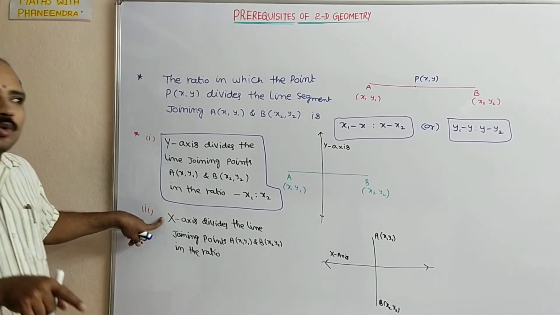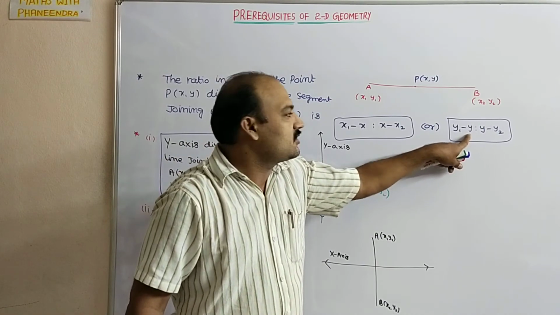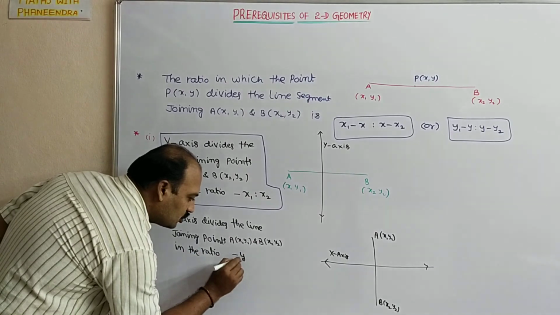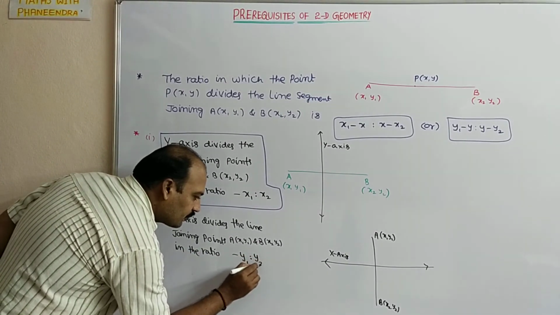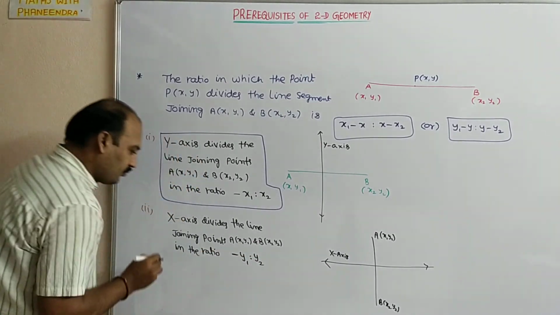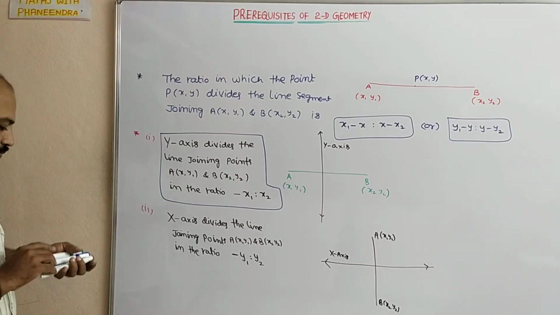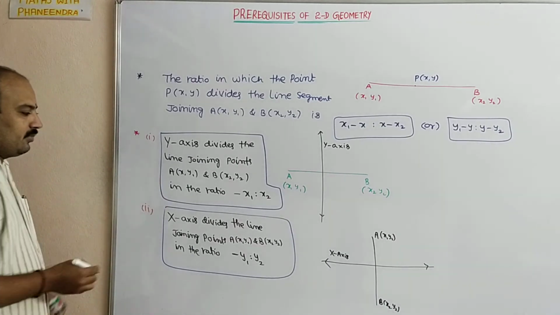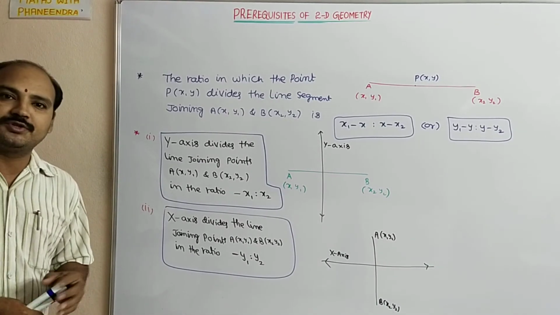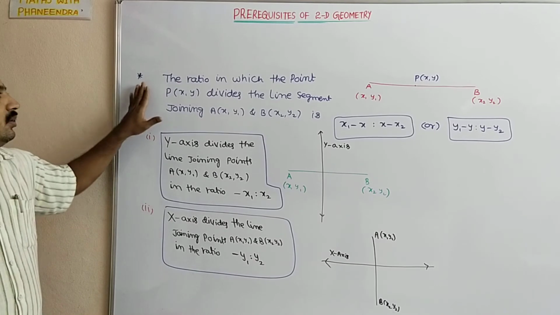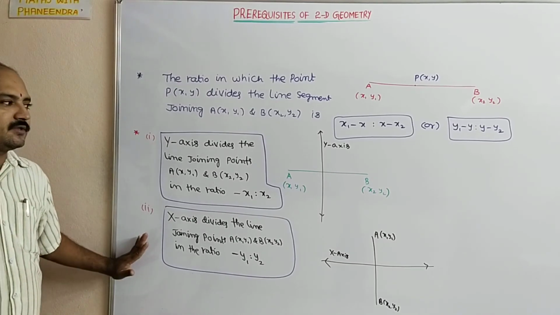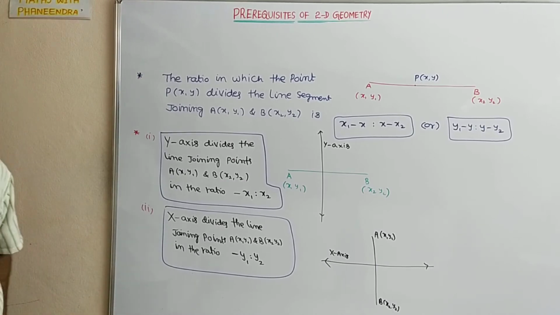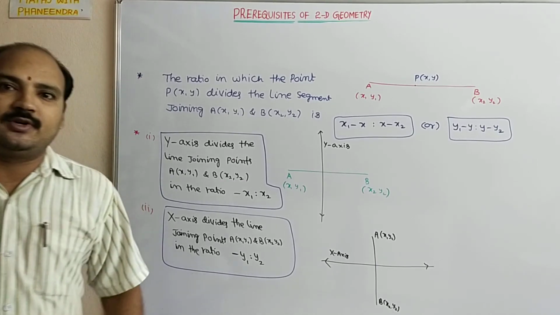X-axis means y equal to 0. So y is equal to 0, substitute in this: y1 is to minus y2. That also can be written as minus y1 is to y2. So these two important points you have to keep in mind. This is very important. Based on this, we will discuss a number of questions. Y-axis, x-axis. This is the way they will ask the points. These are very, very important points. We will move to the next one.